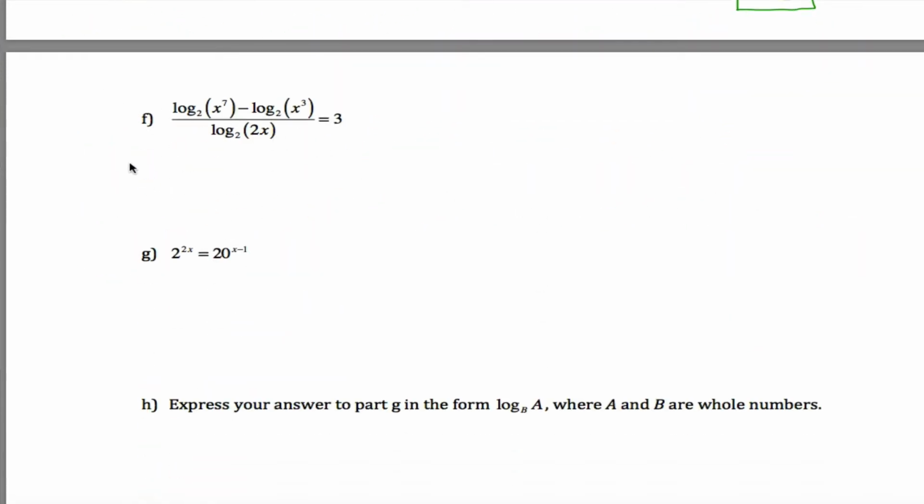Okay, this was modeled off a homework problem because the homework problem is pretty challenging. What you want to do here is you can use your second log rule up in the numerator here and rewrite the numerator as the log base 2 of x to the 7th power divided by x to the 3rd power. However, it might look like you could apply a log rule with this division here, but you can't. But what you could do is multiply this log base 2 of 2x over to the other side and make it 3 times the log base 2 of 2x.